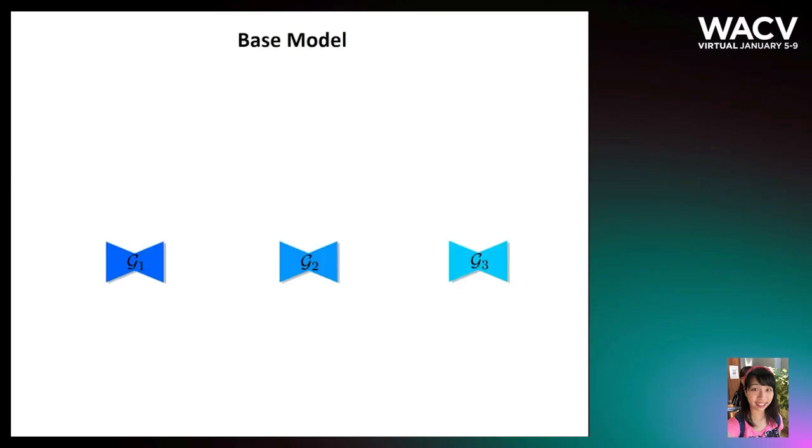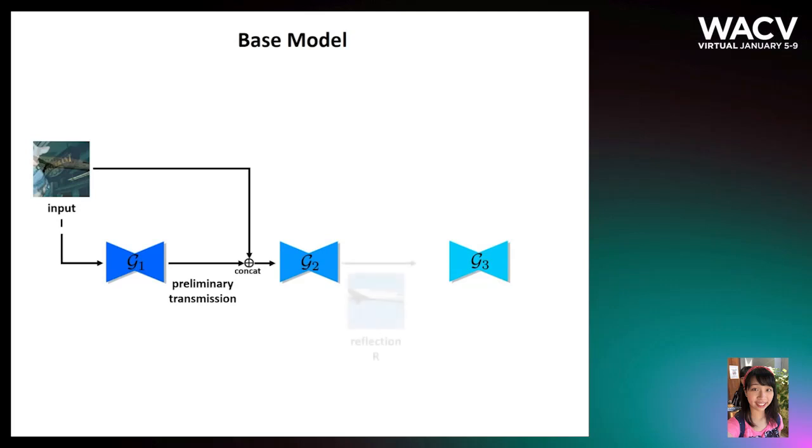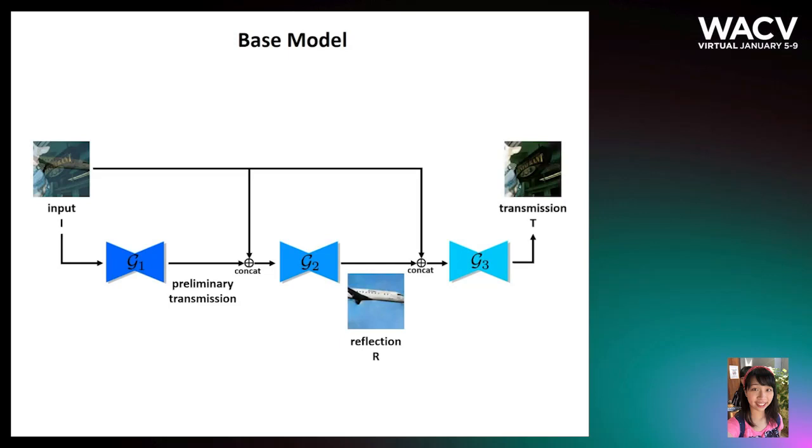We adopt a state-of-the-art network of reflection removal as the basis for building up our proposed model. Our base model is composed of three cascaded subnetworks, where the first subnetwork takes a reflection-contaminated image I to predict the preliminary transmission. The second subnetwork then estimates the reflection layer based on the input of I and the preliminary transmission. Eventually, the third subnetwork takes I and the predicted reflection layer to output the final estimation of transmission layer.